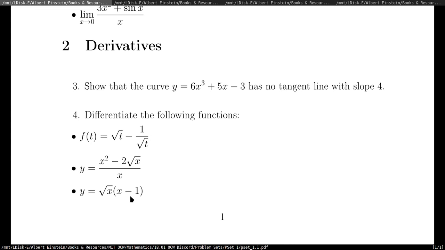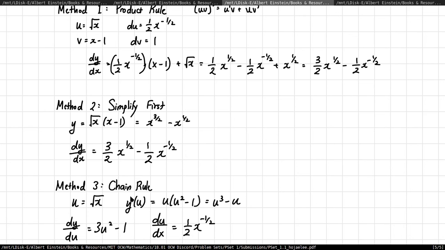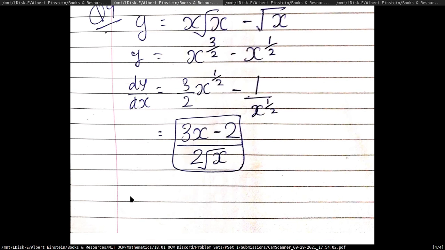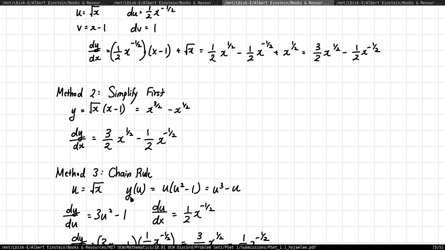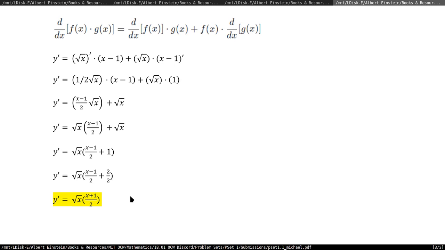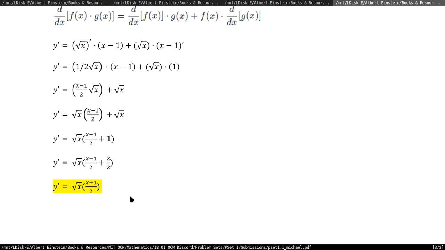Right. Okay. Solutions look all good, but definitely different answers. Wait. So Sudhar's answer is 3 halves times x to the 1 half minus... I think Sudhar's and I have the same answer. Which one are you talking about? I think this one has an x to the 3 halves, which I don't.